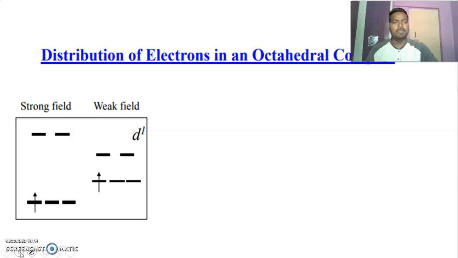See, the concept of high spin and low spin comes only in D4, D5, D6 and D7 systems. We cannot expect it in the first 3 and last 3 systems. For example, in the case of D1, irrespective of the ligand, there is only one possibility. This is in the case of a strong field, this is in the case of a weak field. In either case, only one electron is possible. That's why in the case of D1 system, there is no question of strong field and weak field.